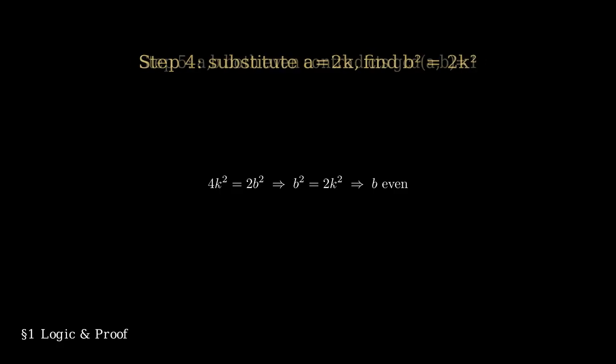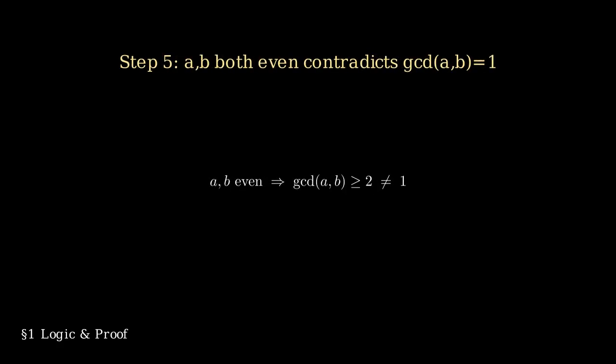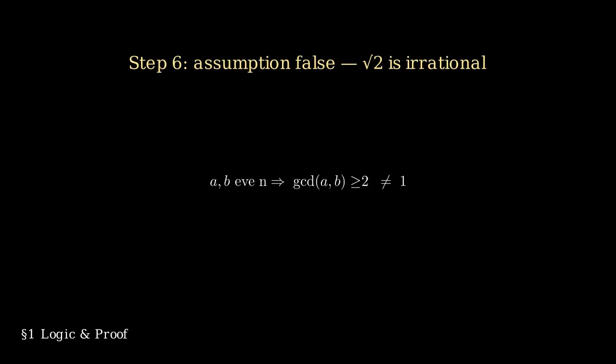Step 5. But if both a and b are even, they share a common factor of at least 2, which directly contradicts our starting assumption that the greatest common divisor of a and b was 1. Step 6. This contradiction means our original assumption was false, so root 2 cannot be written as a fraction in lowest terms, so root 2 is irrational. Proof complete.